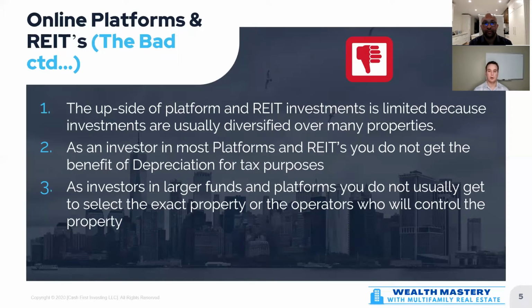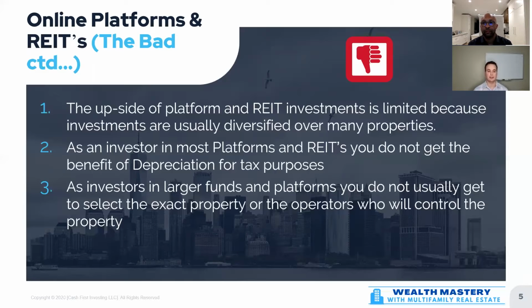And then some more of the downside with the REITs and the online platforms. A lot of the times the upside is limited on these investment vehicles, right? A lot of times they target yields and kind of a preferred return payout, but you don't get the upside of the property appreciation. That's captured by the fund and the fund managers. As an investor in most of the platforms, you also don't get the depreciation for tax benefits, right?